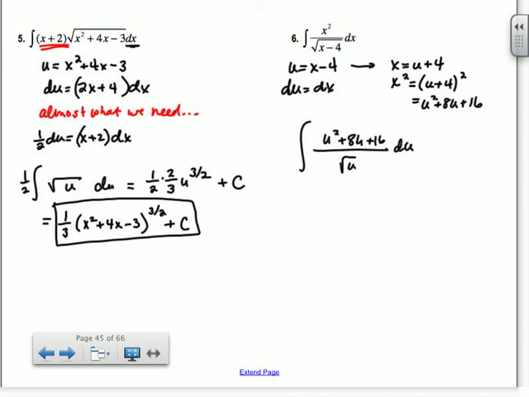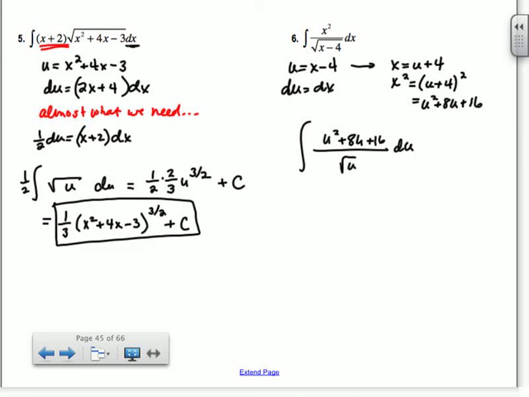Almost what we need, because what we need is x plus 2. So Alex just said, oh, take a 2 out, right? Divide by 2 on both sides. So that means that we would have 1/2 du equals what we want, x plus 2 dx.